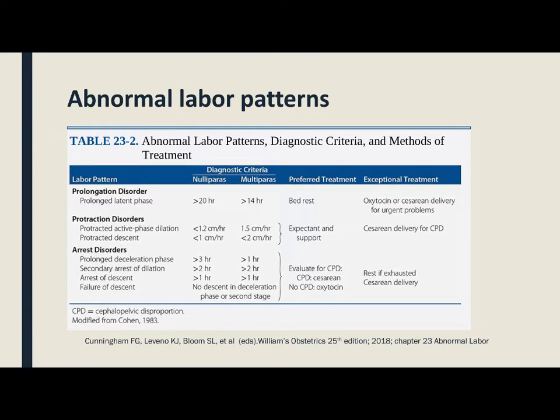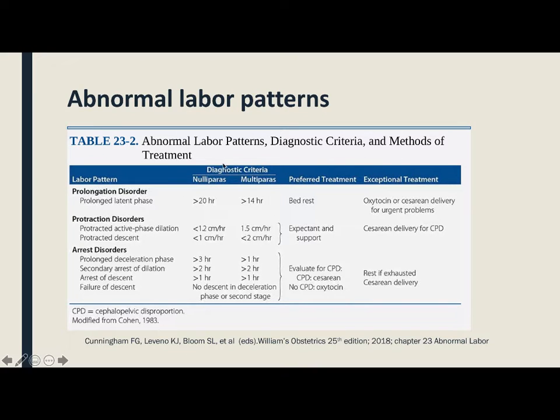In our book, Williams Obstetrics, the authors beautifully classified abnormal labor patterns into three: prolongation disorders, protraction disorders, and arrest disorders. Under each labor pattern, we have a specific subtype. For example, under prolongation disorder, we have prolonged latent phase. Under protraction disorders, we have protracted active phase of dilatation or protracted descent. And for arrest disorders, we have four subtypes: prolonged deceleration phase, secondary arrest of dilatation, arrest of descent, or failure of descent.